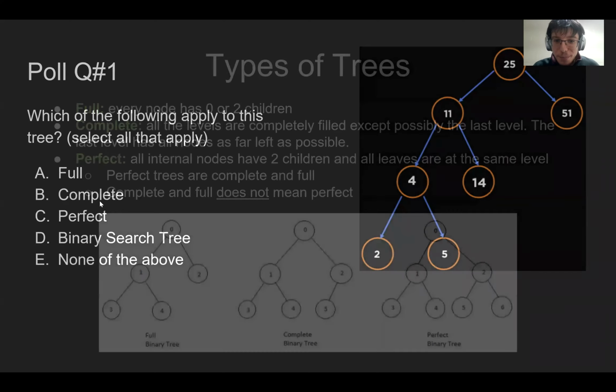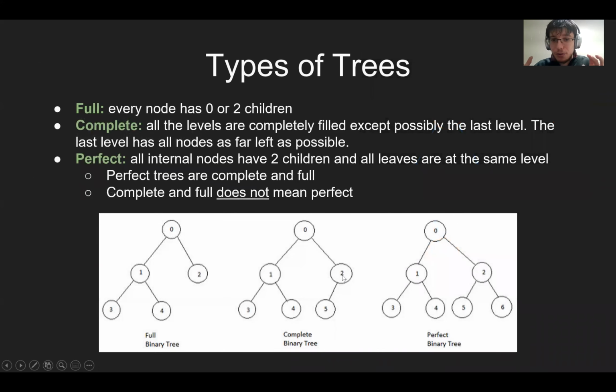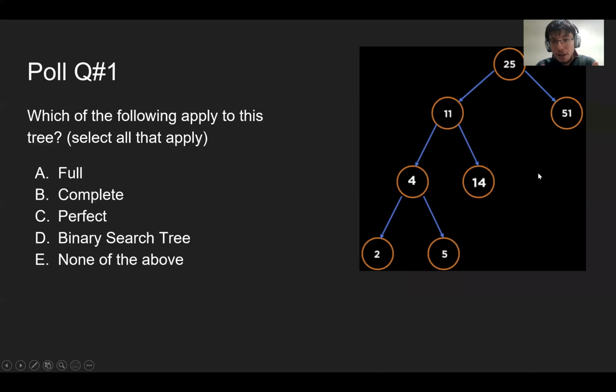Is it complete? Well, remember, complete, all the levels are filled except for possibly the last level, and then everything is as far left as possible. That's not true here, right? This one is higher up than these, so it's not complete. Is it perfect? Well, a perfect tree at least has to be full and complete. That doesn't mean you'll have a perfect tree, but it better be both complete, and it's not.